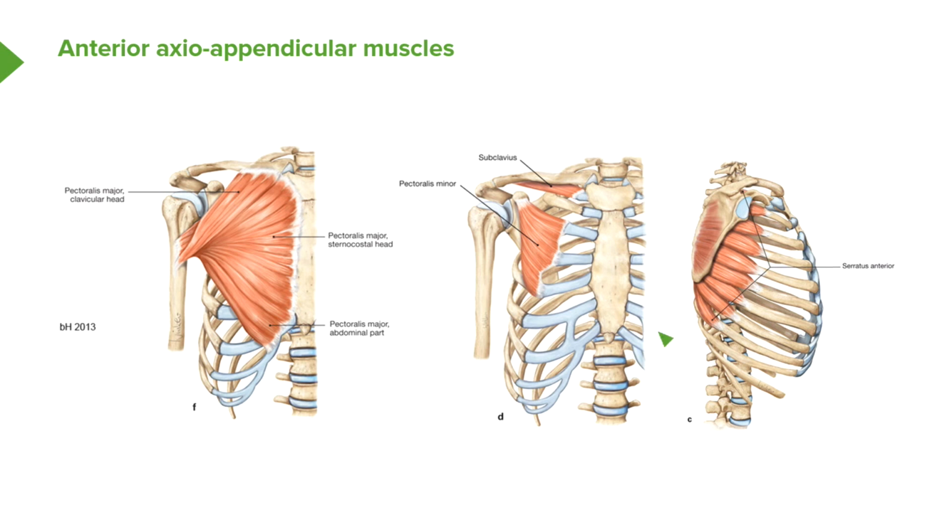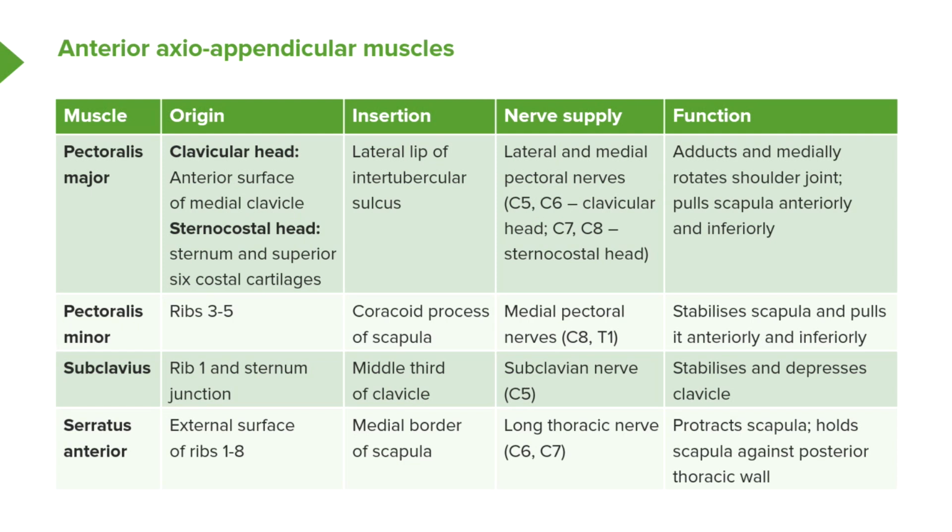If we remind ourselves of subclavius, positioned inferior to the clavicle, we can see that it's running from the first rib and the sternum, the junction of those two, to the middle third of the clavicle, supplied by the subclavian nerve. It stabilizes and depresses the clavicle.